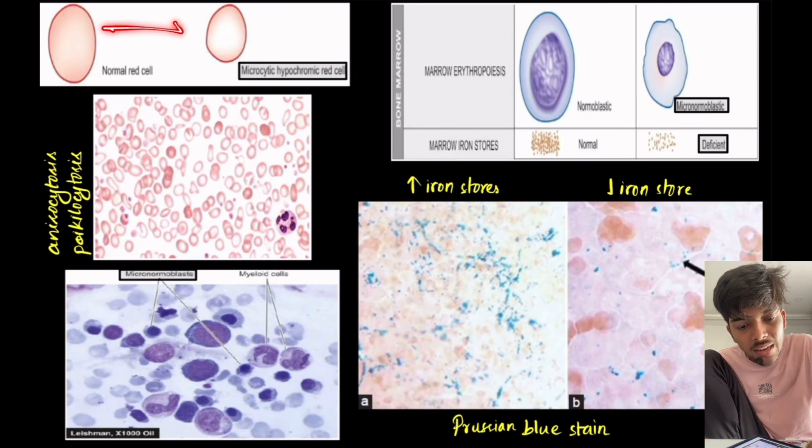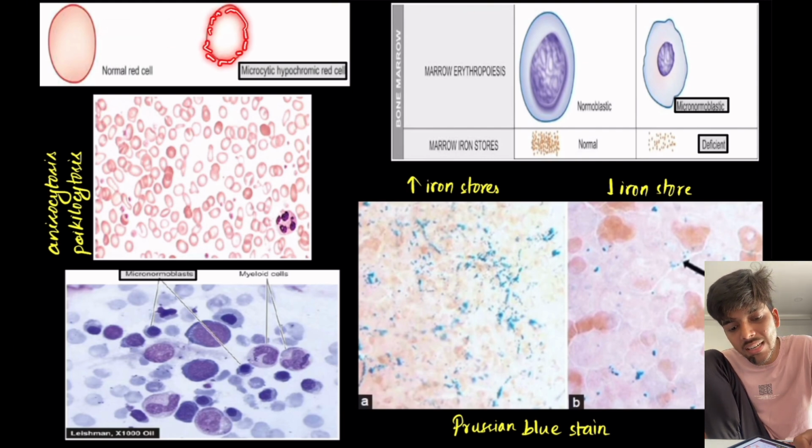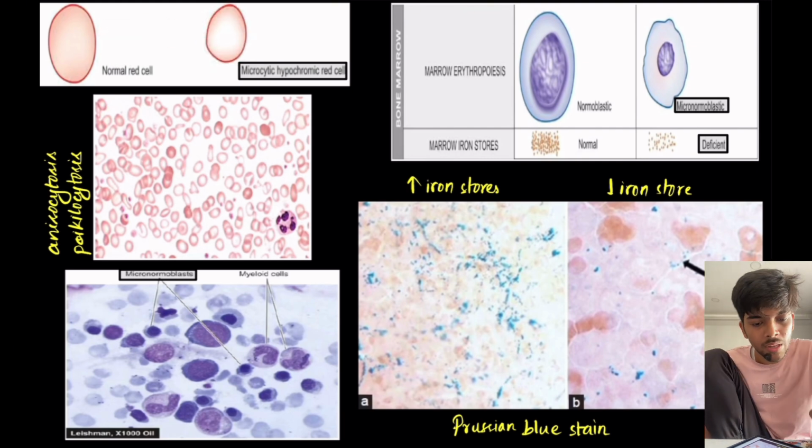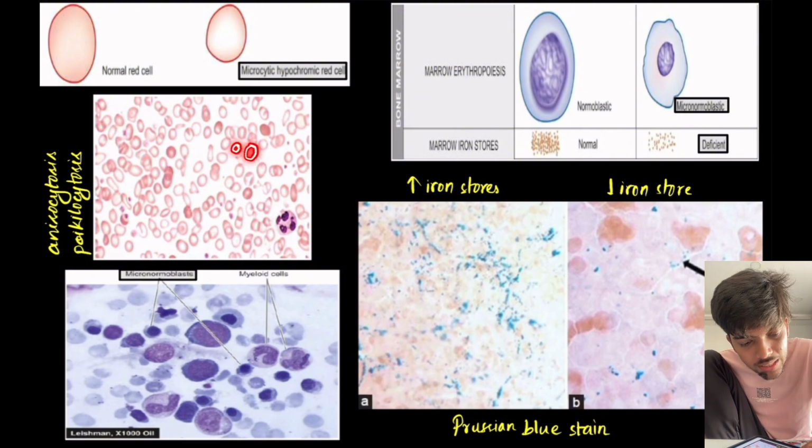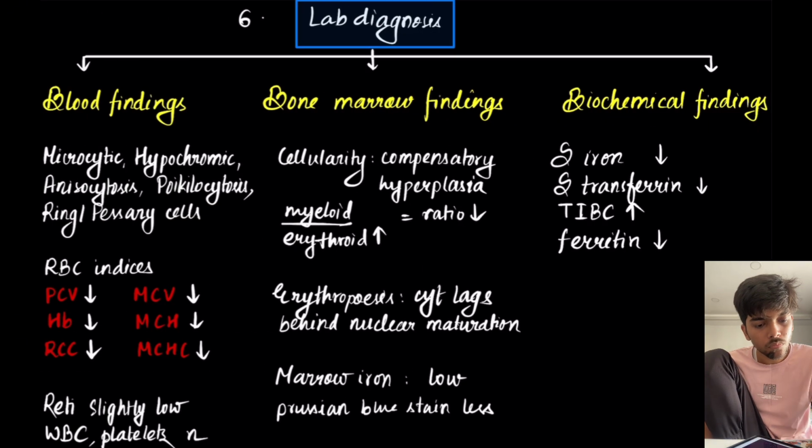Again, the cell is smaller, microcytic. The peripheral red is less than the central pallor, hypochromic. Cells of different sizes, anisocytosis, and cells of different shapes, poikilocytosis. Then you have RBC indices. All RBC indices fall down.